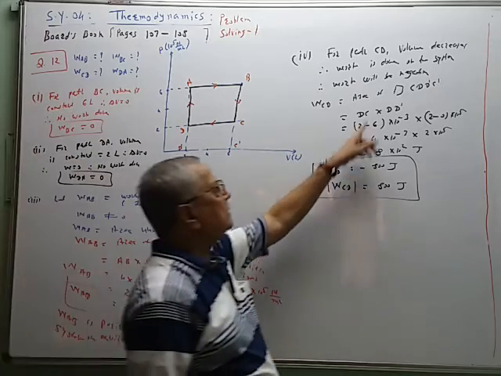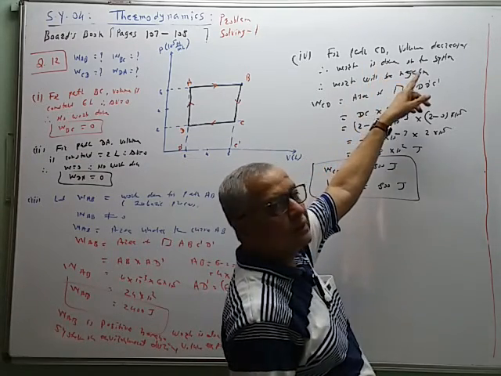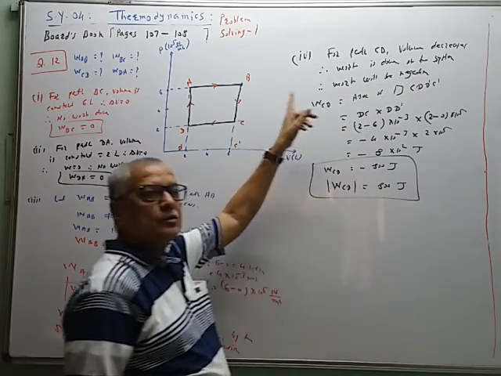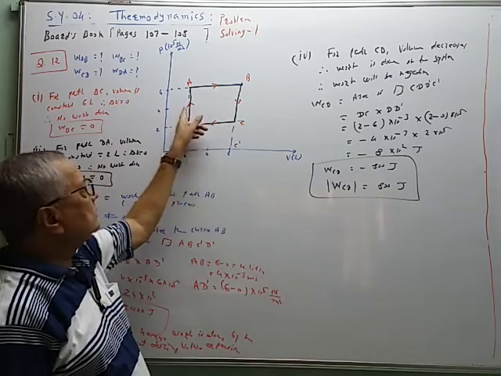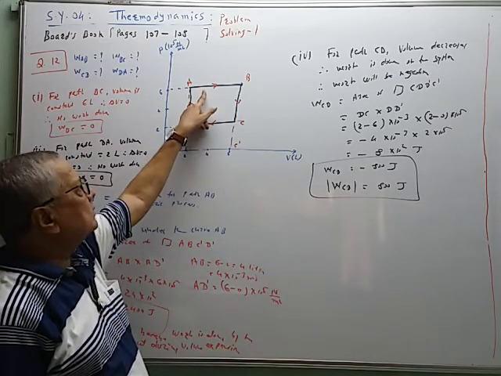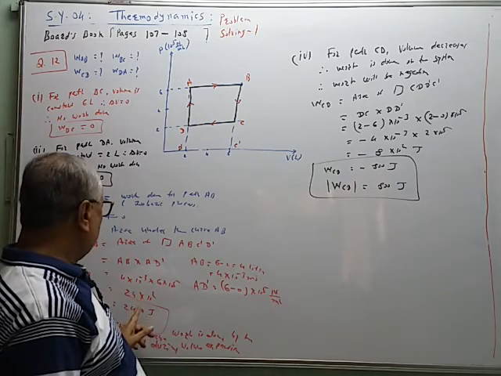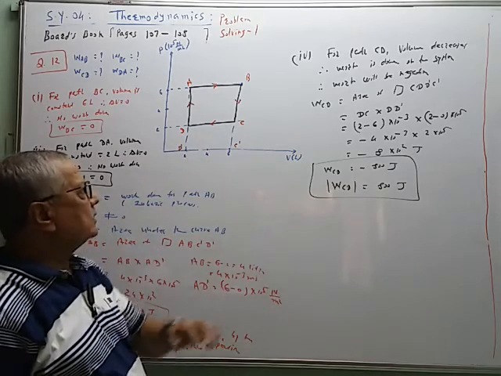So minus sign, why minus sign? Because there is a compression. Volume decreases. For compression, work done is negative. For expansion, work done is positive. So for these two paths, work done is equal to 0. For this path, work done is equal to this 2400 joule, and for this work done is equal to minus 800 joule.